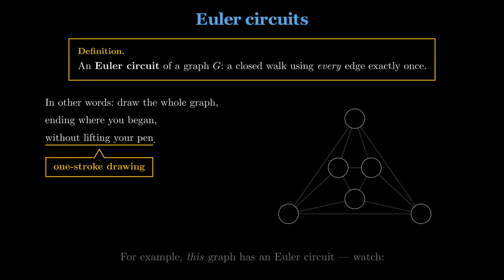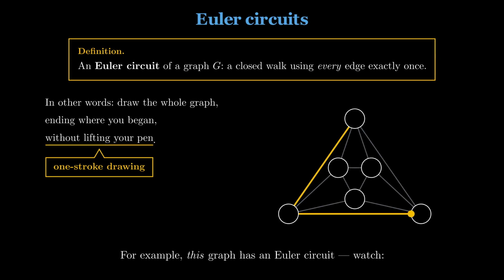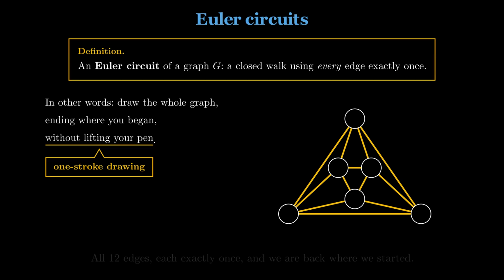For example, this graph has an Euler circuit. Every vertex here has degree 4. Watch the pen trace it. All 12 edges, each used exactly once, and the walk ends exactly where it started.